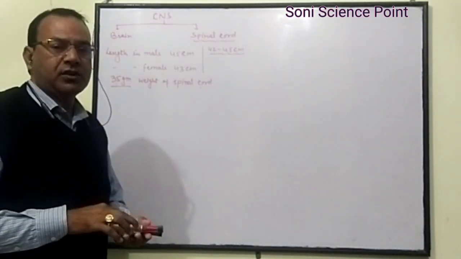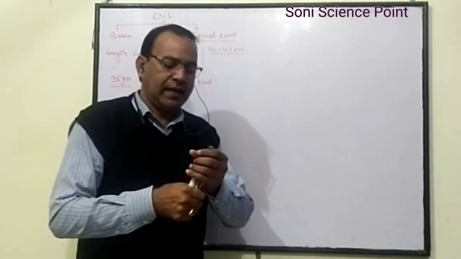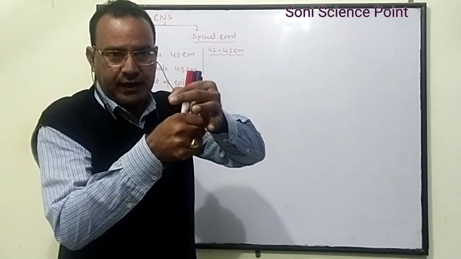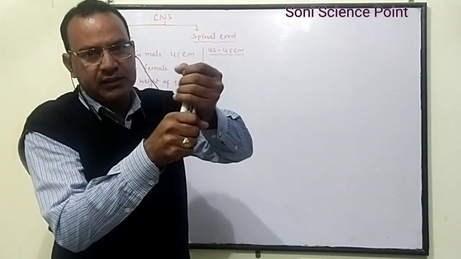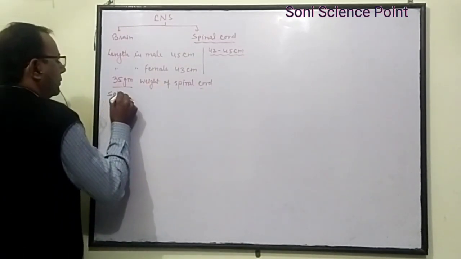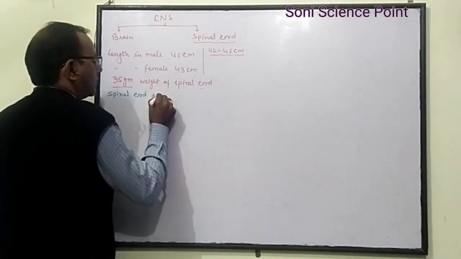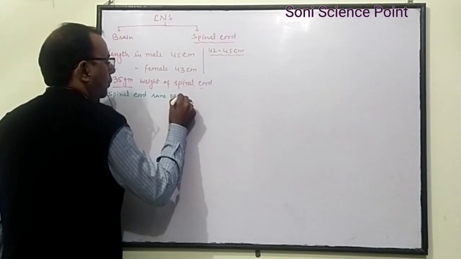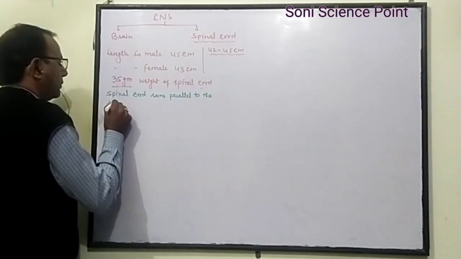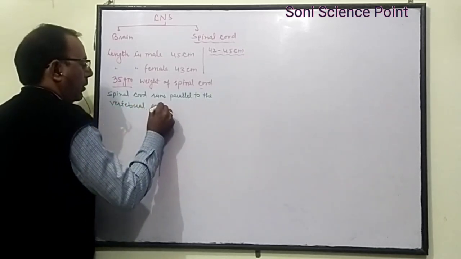The spinal cord runs parallel to the vertebral column. Like the vertebral column, the spinal cord is present inside it, and the vertebral bones are present outside. The spinal cord runs parallel to the vertebral column.